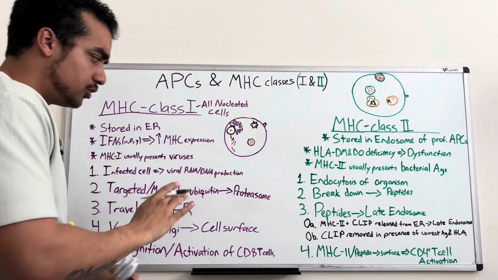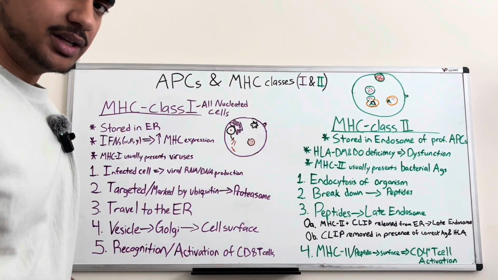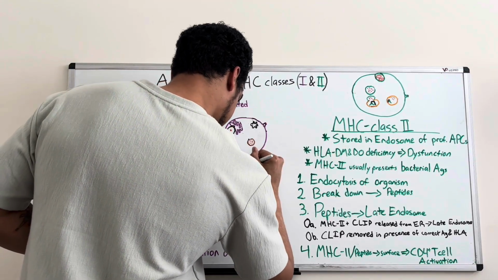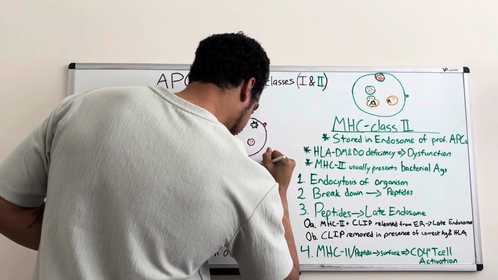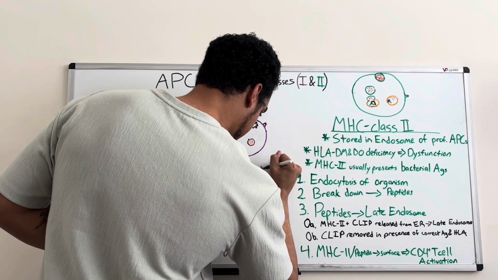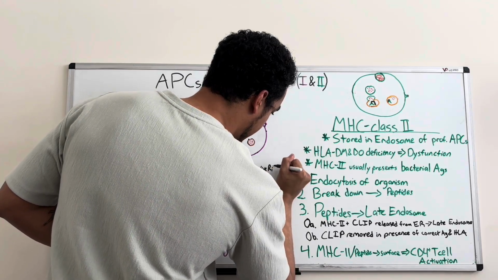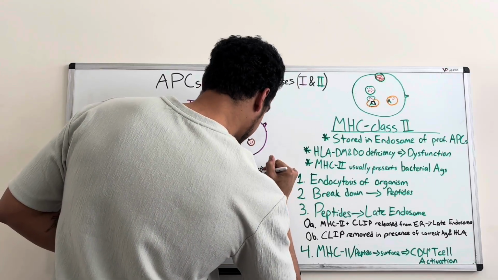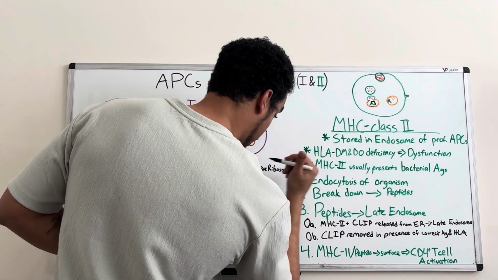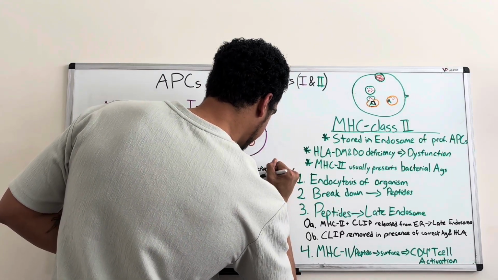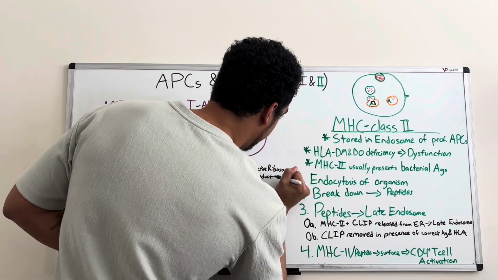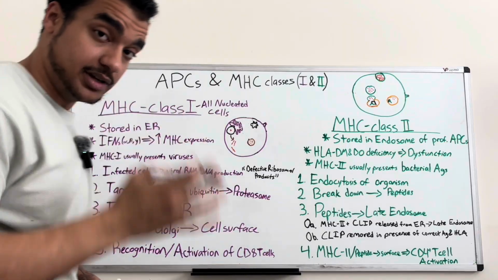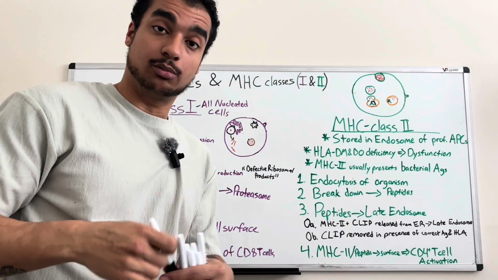But these viral RNA and DNA products are actually called defective ribosomal products. This is because they're not self products; they're made by the virus using our machinery. Now, what's the fate of these defective ribosomal products? They're targeted to be destroyed or broken down.